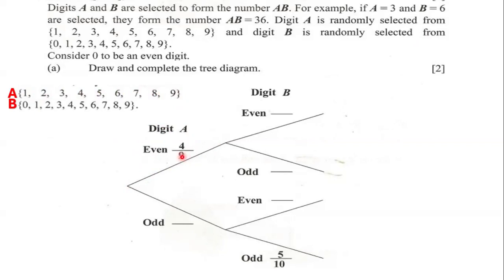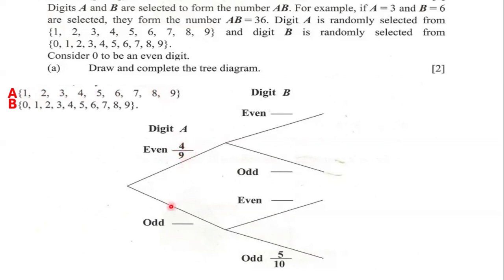But how many of those digits in set A actually are even numbers? So we have 2, that's 1. We have 2, we have 4, we have 6, and we have 8. And so that's 1, 2, 3, 4. So there are 4 even digits in set A. So that means that the probability that digit A is going to be an even number is going to be 4 over 9, because there are 4 even digits in that set, and there are a total of 9 digits inside of that set. And so it's going to be 4 over 9.